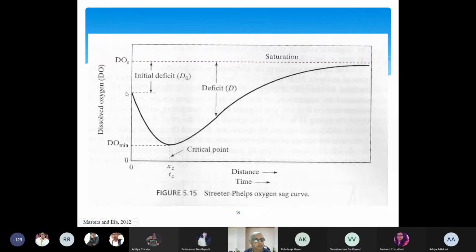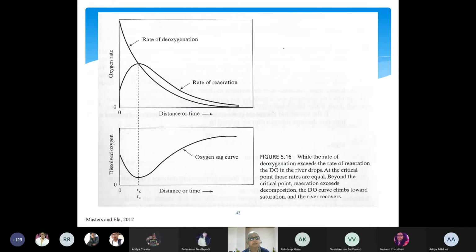So you have your initial deficit over a period of time. Let's start at the beginning. When the organic matter is very high, what will happen? This organic matter will be consumed by the bacteria. They will also consume oxygen in the process. So the rate at which deoxygenation is happening is rapid. So deoxygenation for the first phase is far faster than reaeration.